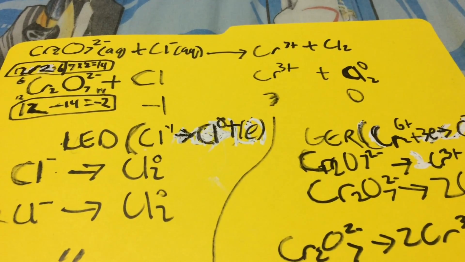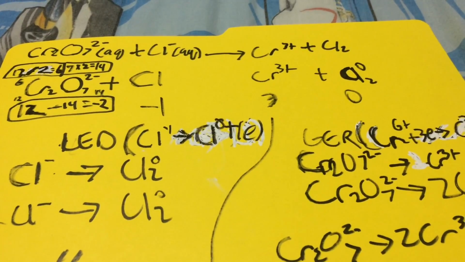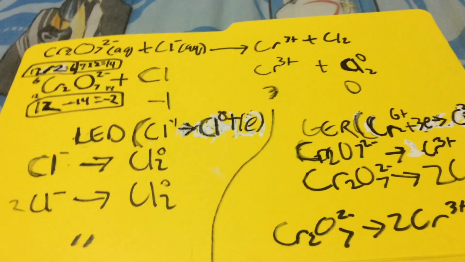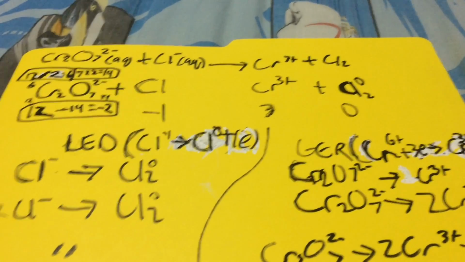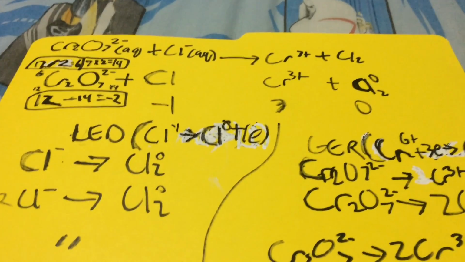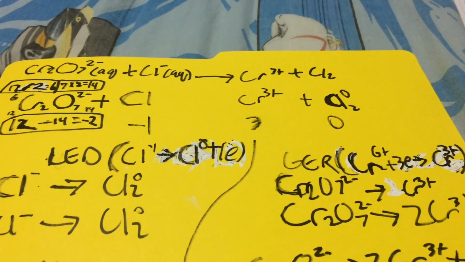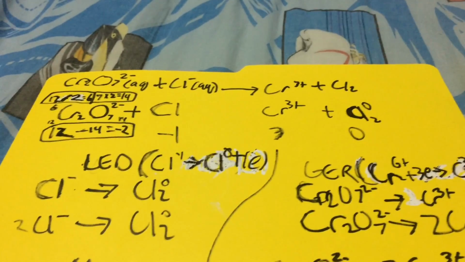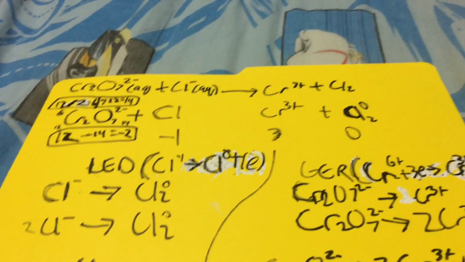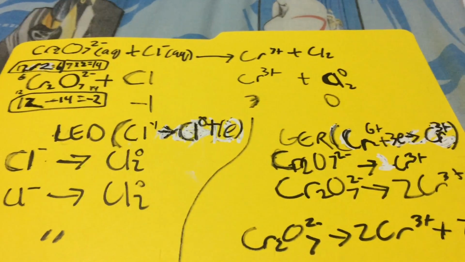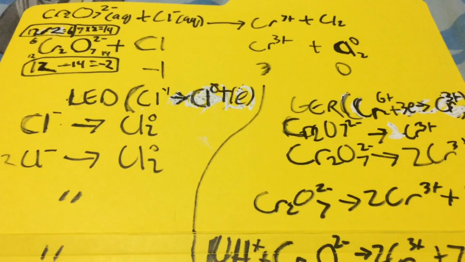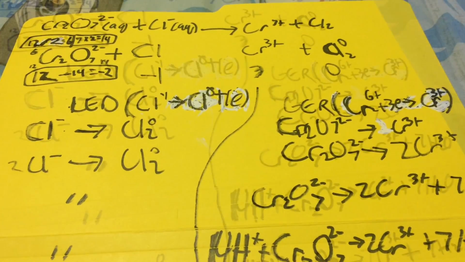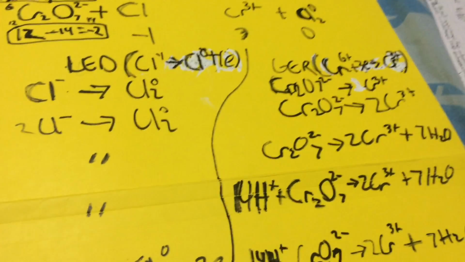Anyway, we already know that chlorine has a charge of -1 because it's already stated. We know that the chromium on the other side has a charge of +3 because that's also noted. And we know that the chlorine gas on the other side is just neutral. With that being said, our oxidation reaction should be chlorine and our reduction reaction should be dichromate and chromium. As seen here.